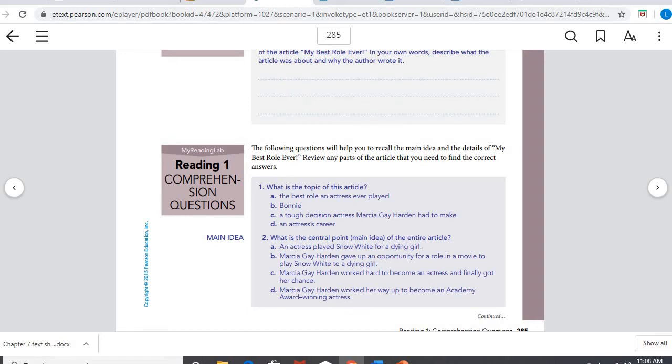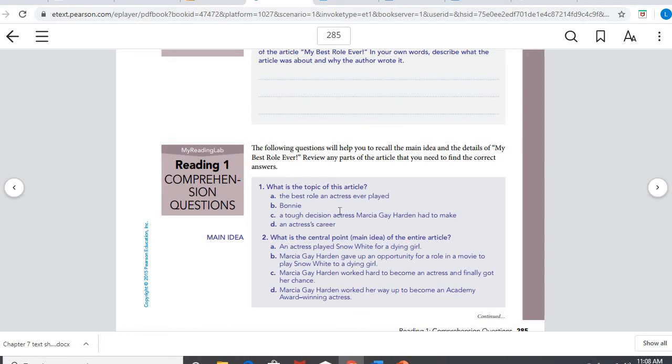All right, so as you read this article, there were 27 paragraphs. Hopefully you could tell that the topic of the article was C, a tough decision that Marcia had to make. It wasn't just about her career or this role. It was this tough decision. She was really conflicted about making this decision between going for this movie part or playing Snow White for this young girl.